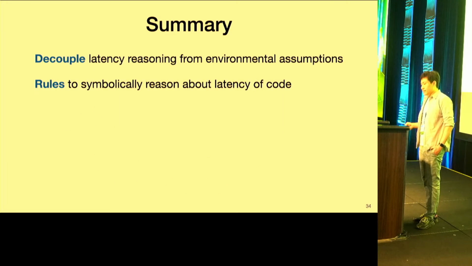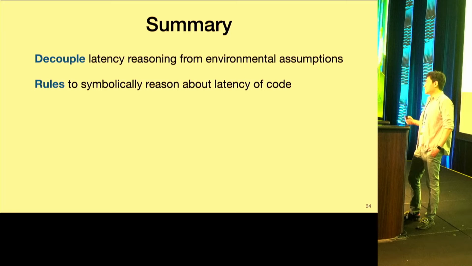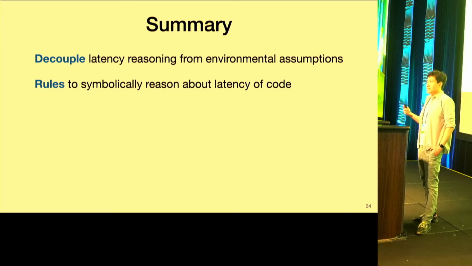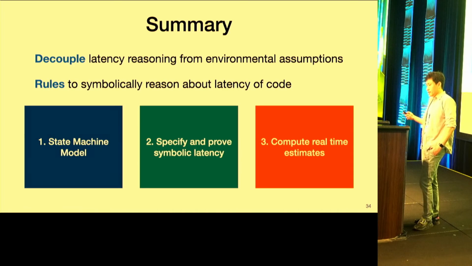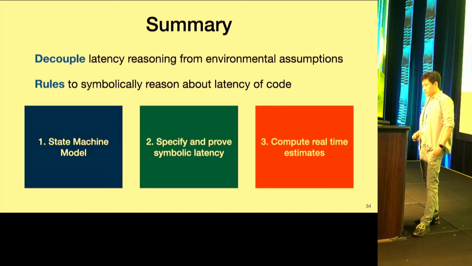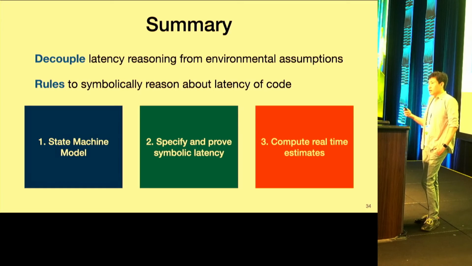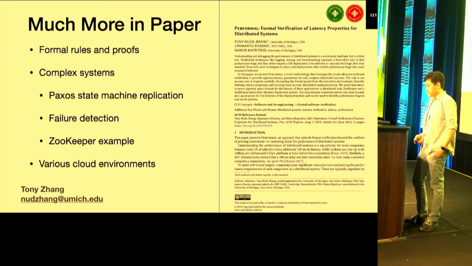So in summary, I discussed the Performal methodology for reasoning about the latency of distributed systems. The key insight is that we decouple the code from the environment using rules to symbolically reason about latency at the code level. The workflow begins by modeling our system as a state machine. Next, we specify and prove a symbolic bound of a target event. And finally, we can use that bound as a recipe to produce an estimate of the real-time latency of the system through just doing some local measurements.